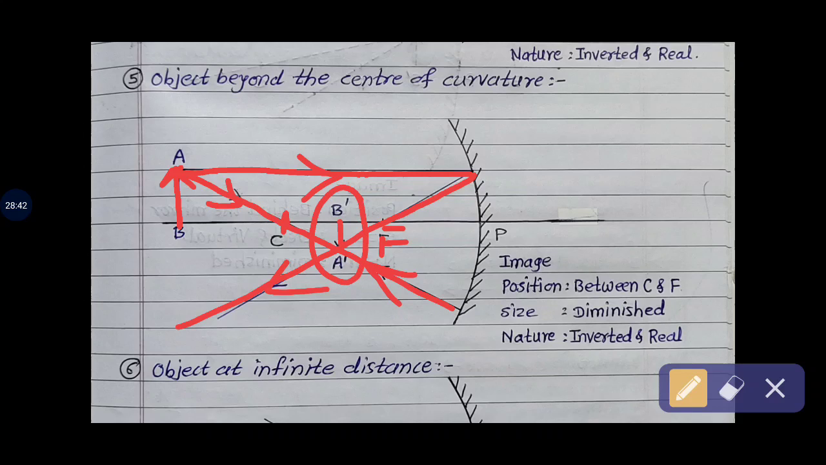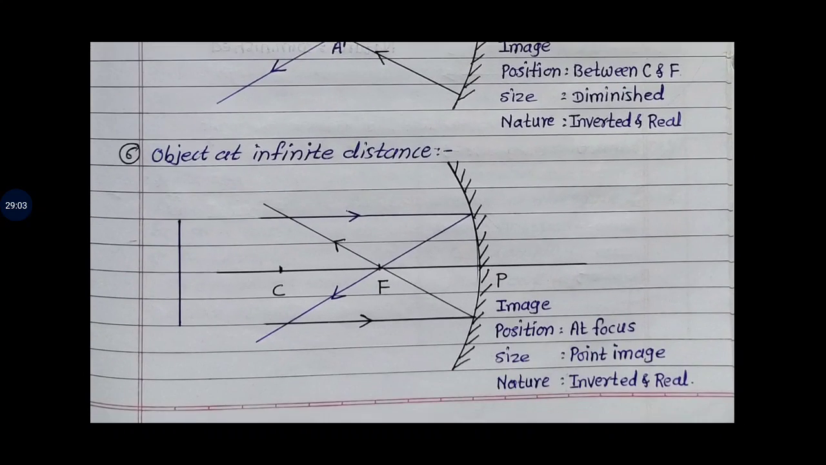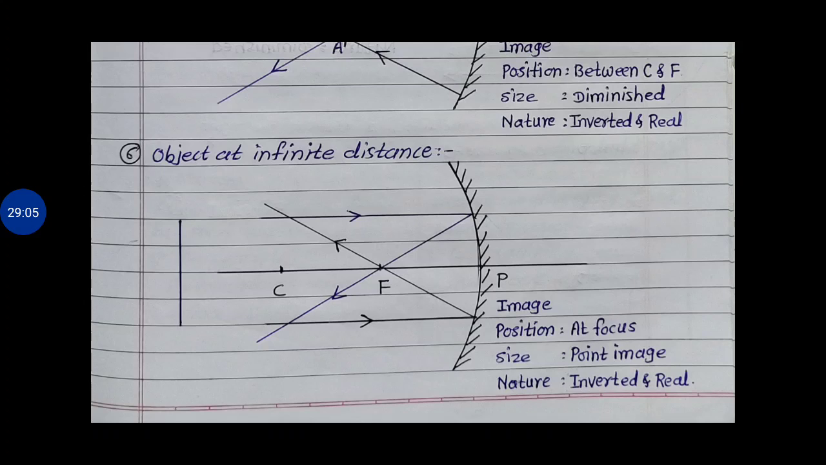So check the size and position. As compared to size of the object AB, A dash B dash is smaller in size. Smaller in size, there is given one word, diminished. Diminished means smaller in size. Remember, where is the object? Where is the image formed? Between point C and F. And this is a real and inverted image. All are getting? Next, last position is object at infinity.